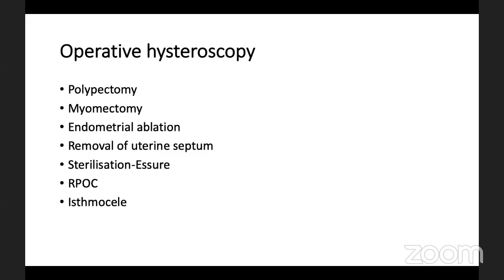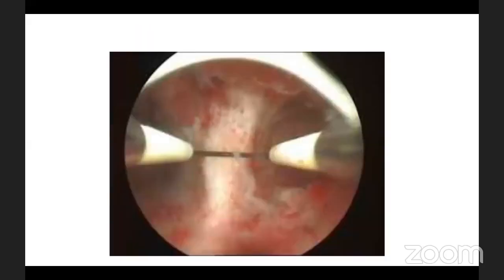Dr. Eaton as well spoke about using the hysteroscopy for emptying the uterus after a miscarriage, and of course the isthmocele. So those are some of the things we can do with the hysteroscopy, and that's just a septum where they're dividing the uterine septum at hysteroscopy.